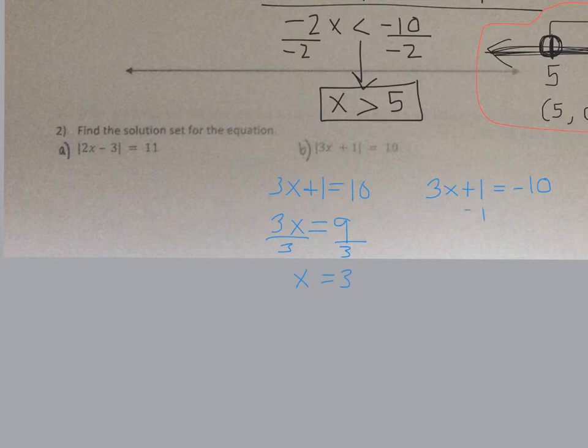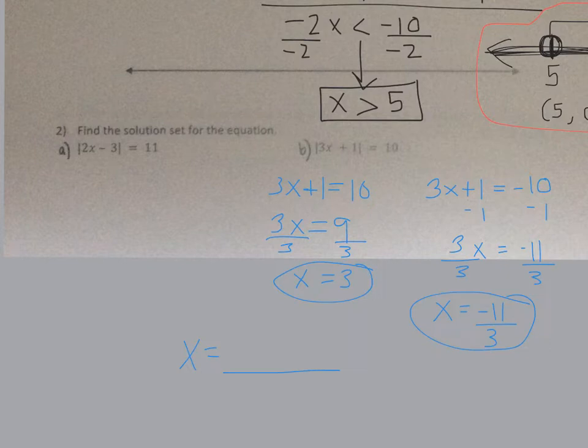If we do the same thing here, we subtract the 1. We end up with 3x equals negative 11. Divide both sides by 3, and we get x equals negative 11 thirds. So there are the two answers. Remember, on the test there is a spot for you to write your answers. It'd be very nice of you if you could put your answers in that spot so I don't have to go searching for your answers when I grade the tests. So we end up just writing the 3 and the negative 11 thirds right there. And there are our answers.